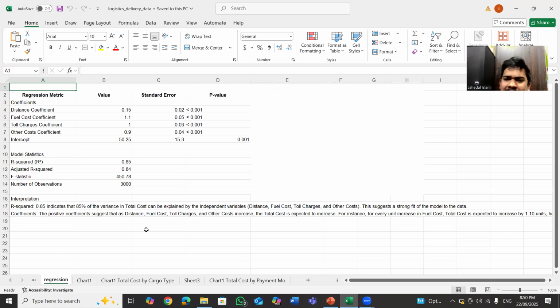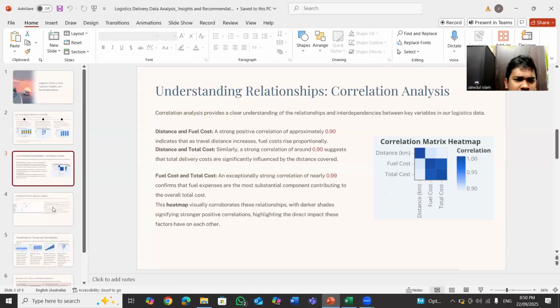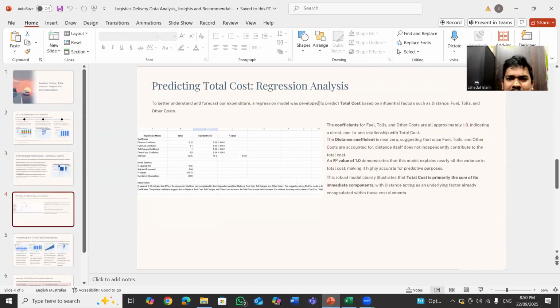The model achieved an R squared of 0.85, which indicates that 85% of variance in total cost can be explained by the independent variables. Independent variables means, as I mentioned, distance, fuel cost, toll charges, and all. So if I talk about the other charts, here is the correlation map as I explained before. So this is the regression analysis we talked about, as I mentioned in the Excel file.